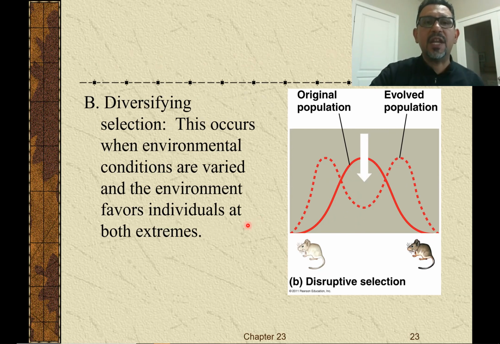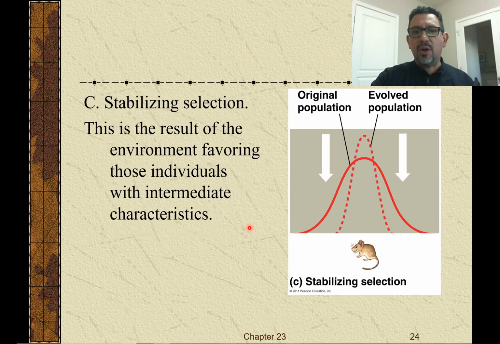That is another name we use as well. And so please add this to your notes: diversifying or disruptive selection. Another mode of selection we can find is stabilizing selection. And in stabilizing selection, what happens is that most of the members of the population surviving and doing well are going to be those with an intermediate type of phenotype.